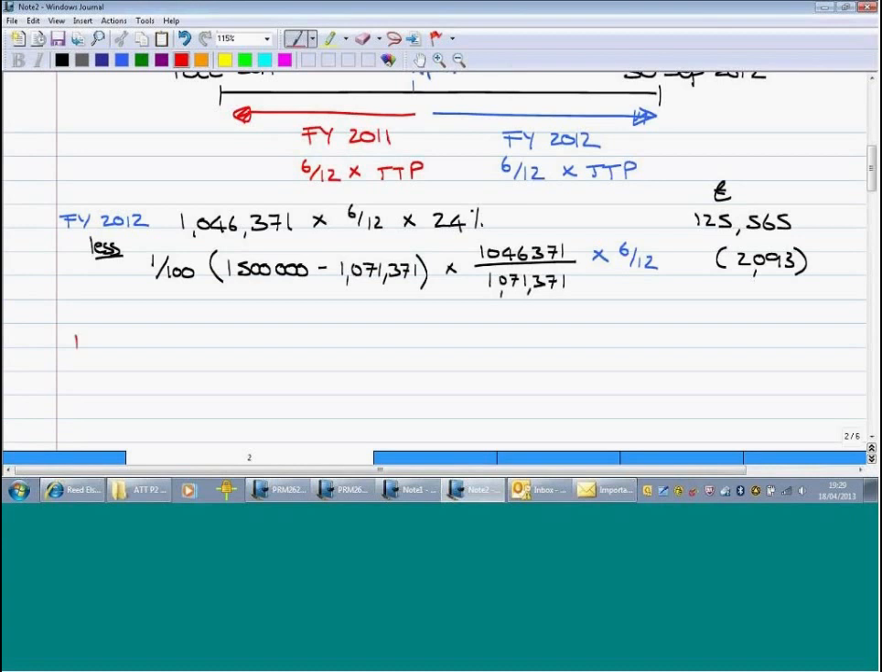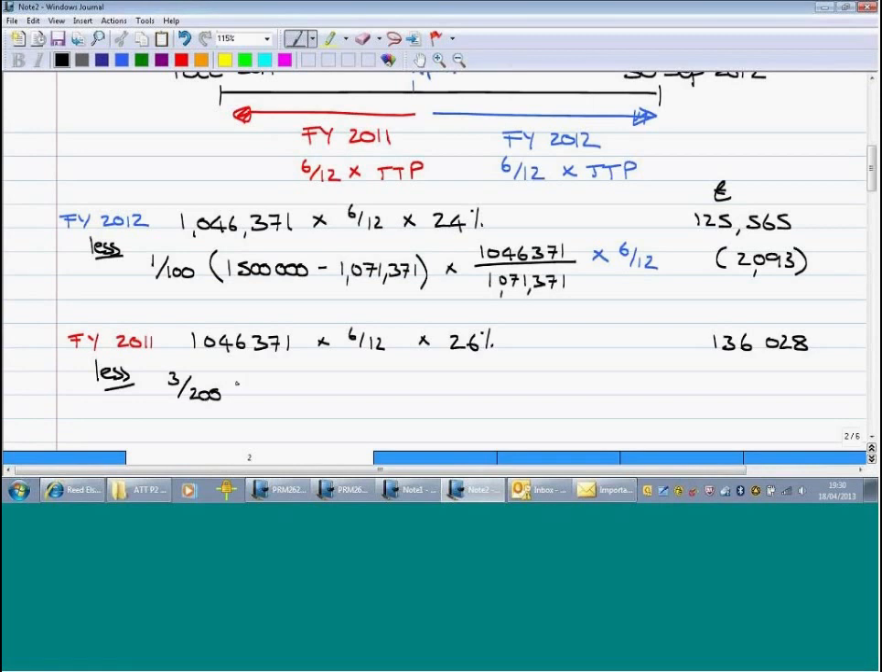And then I'm going to do everything again, but this time using the financial year 2011 rates. So my TTP again was £1,046,371. Only 6 months worth fell into financial year 2011, and according to my tax tables, the rate that applied to a full rate company was 26%. And that gives me a figure of £136,028 for tax purposes. I'll then deduct my marginal relief using the fraction that's applicable for financial year 2011, and on my tax tables, that fraction is 3/200ths.